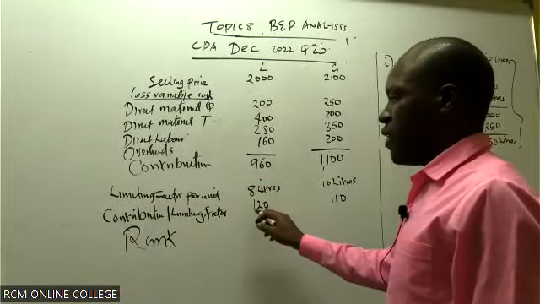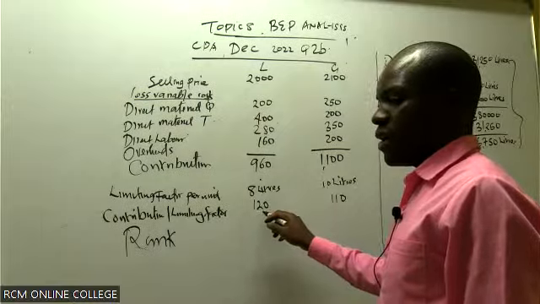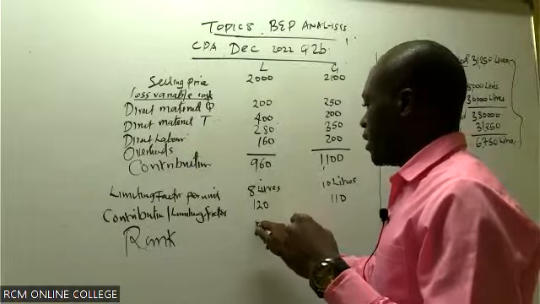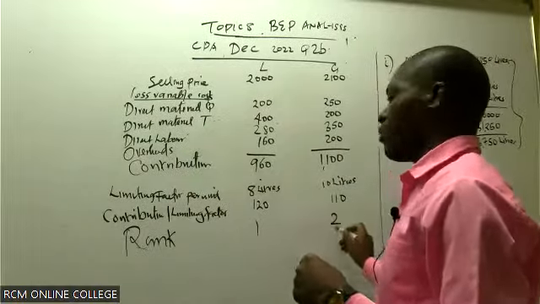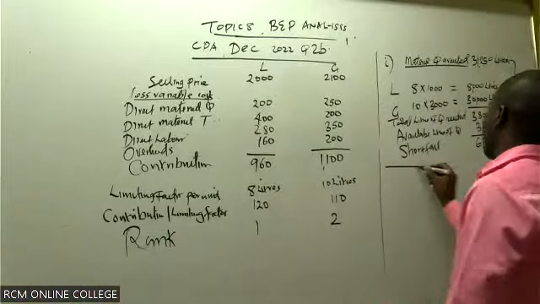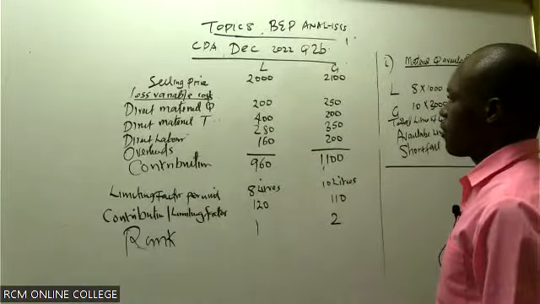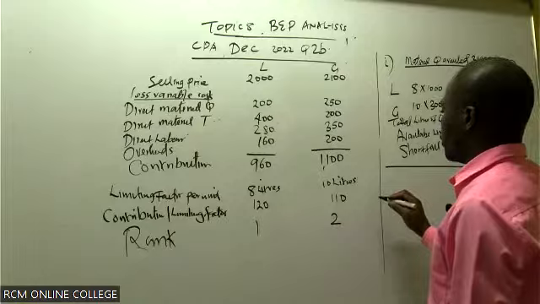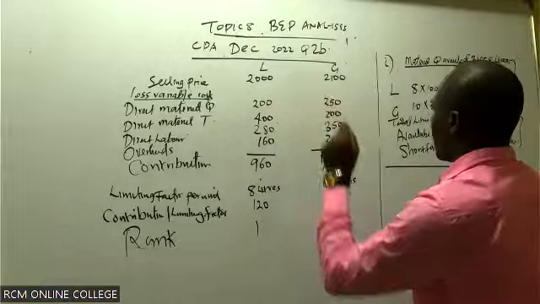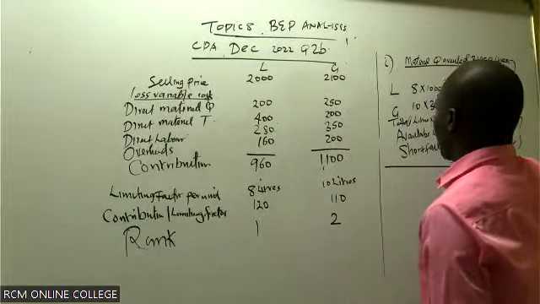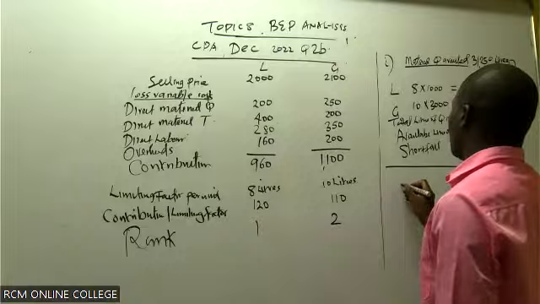Number 1, the higher the contribution per limiting factor, the more profitable the product is. So number 1, number 2. Number 1 is this one here. Sasa tukuje hapa. Let's now get to this point. Number 1 is L.